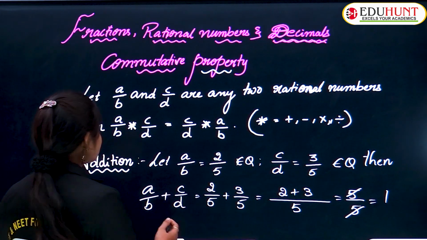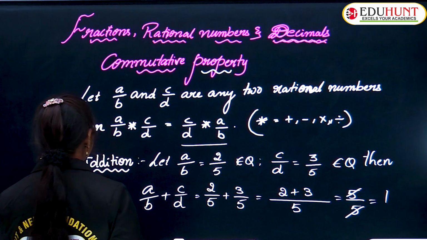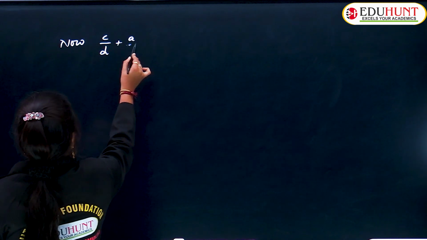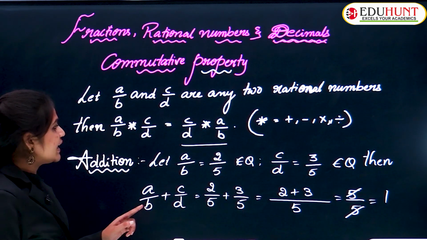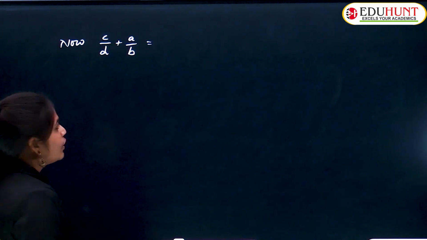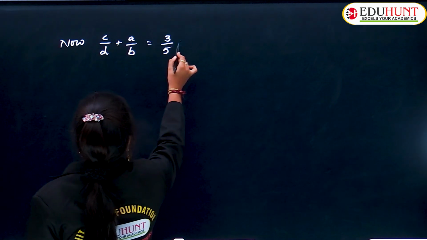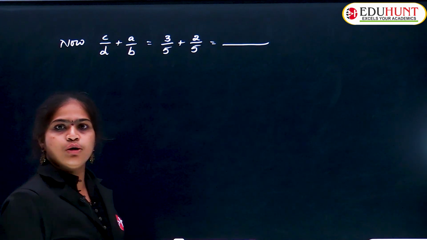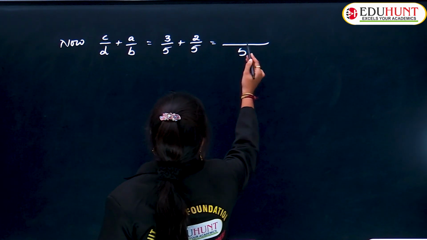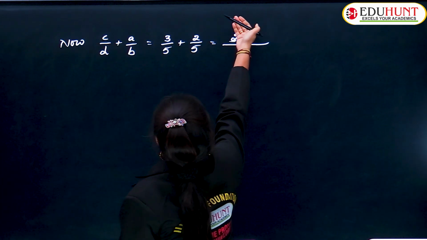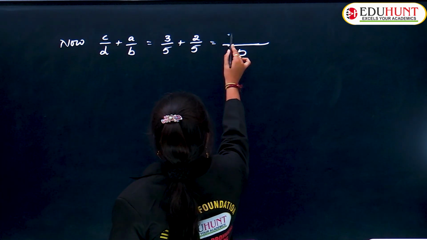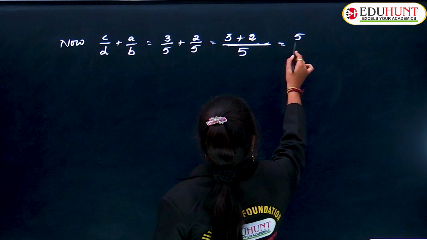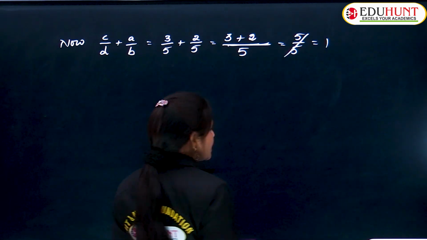Now what we have to check? This is LHS, no? RHS we have to check. Okay, now C by D plus A by B. C by D is equal to how much we taken here? C by D is equal to 3 by 5. Okay, 3 by 5 plus A by B is equal to 2 by 5. Again, what is the answer, ma, here? Again, the denominator is the same only, no? That's why the denominator is 5 and the numerator 3 plus 2. 3 plus 2 whole by 5, which is equal to 5 by 5. Then again which is equal to 1.